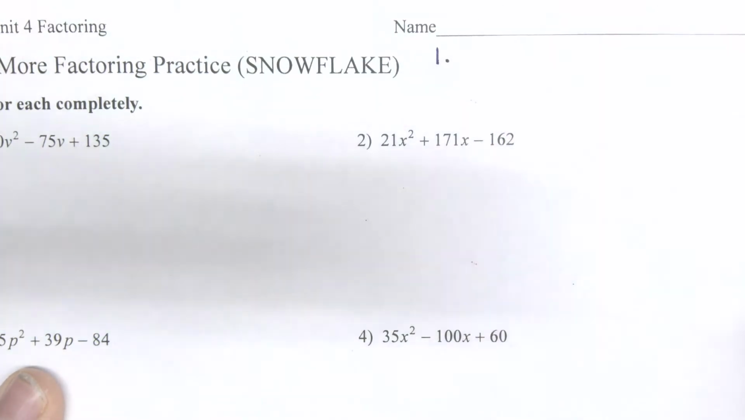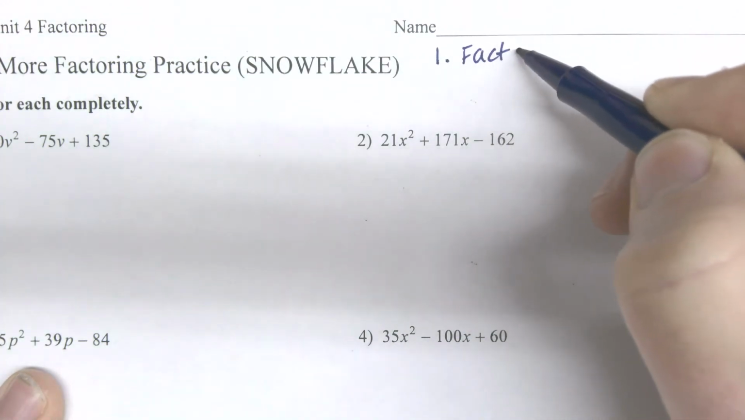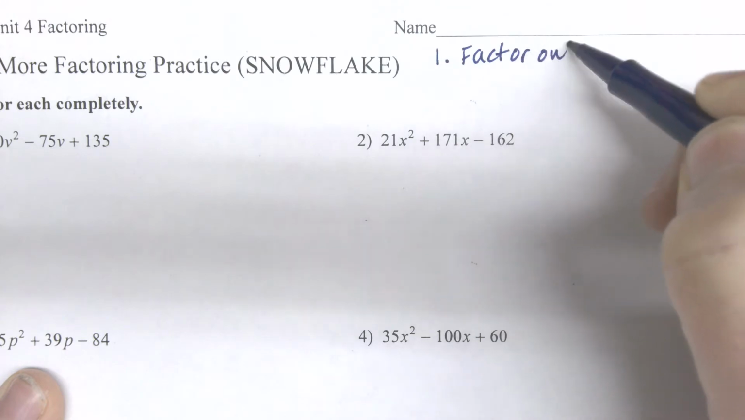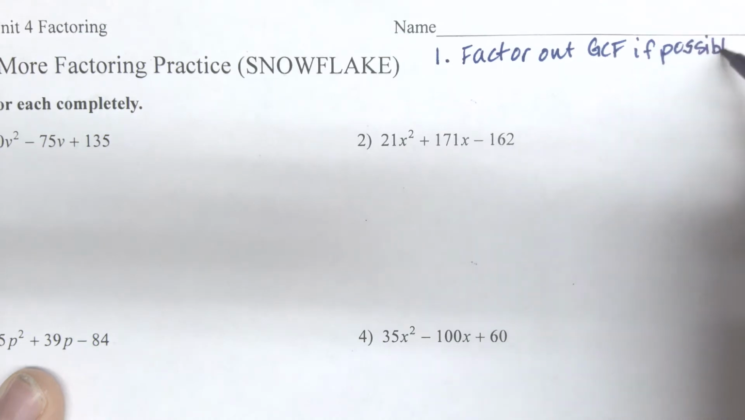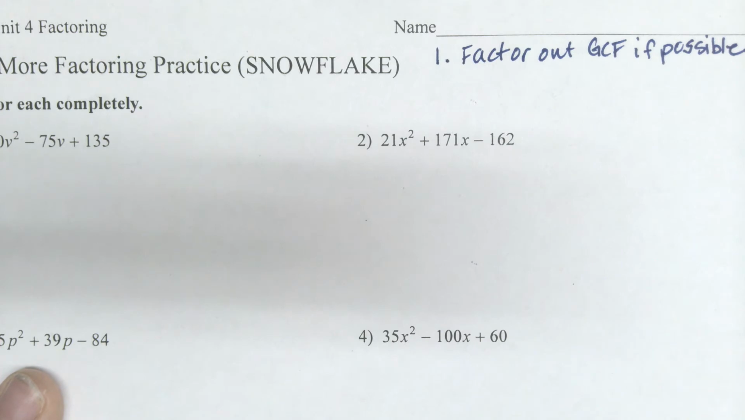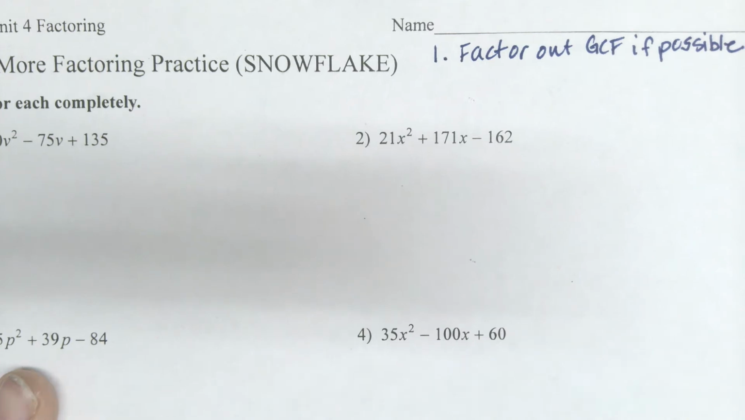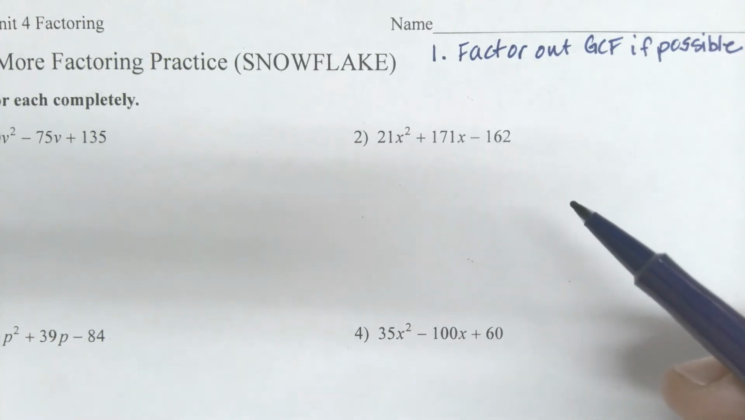First step, number one thing, factor out a GCF if possible. All of these that we're doing today, it's possible. So just know that. You are going to factor out a GCF. Some of them are going to be more obvious than others.